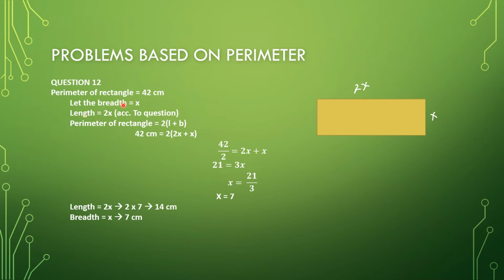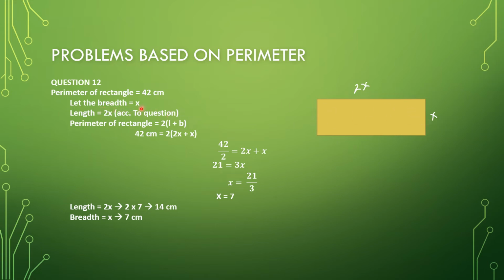The condition of the dimensions is here. In the question it says the length is double its breadth. So whatever the breadth is, the length is double of it. For example, if breadth is 2, the length will be 4. If breadth is 5, double of 5, the length will be 10. So you can see here we are assuming, let the breadth equal x. So here I have taken breadth as x.